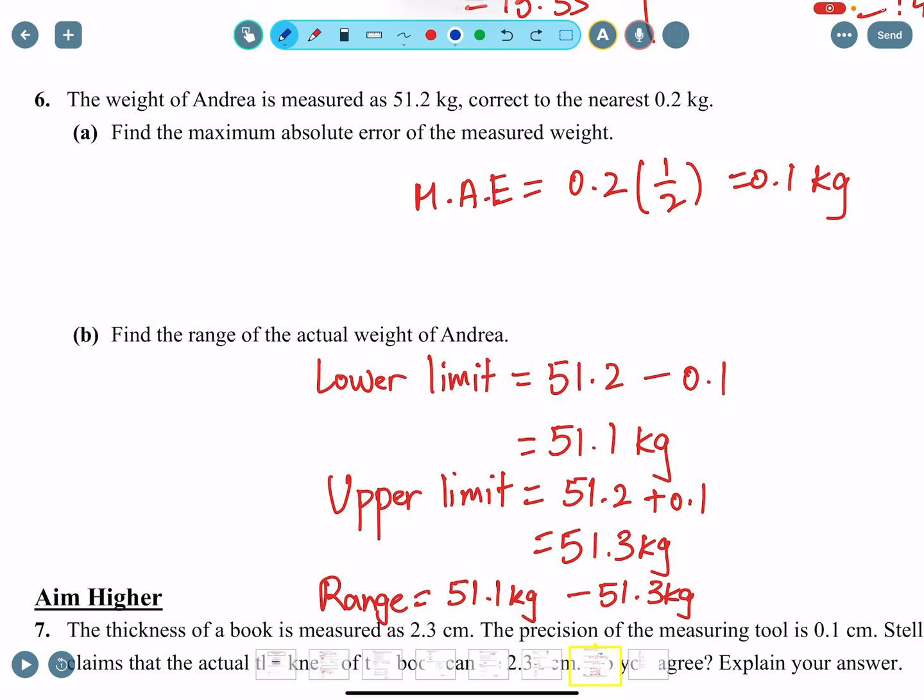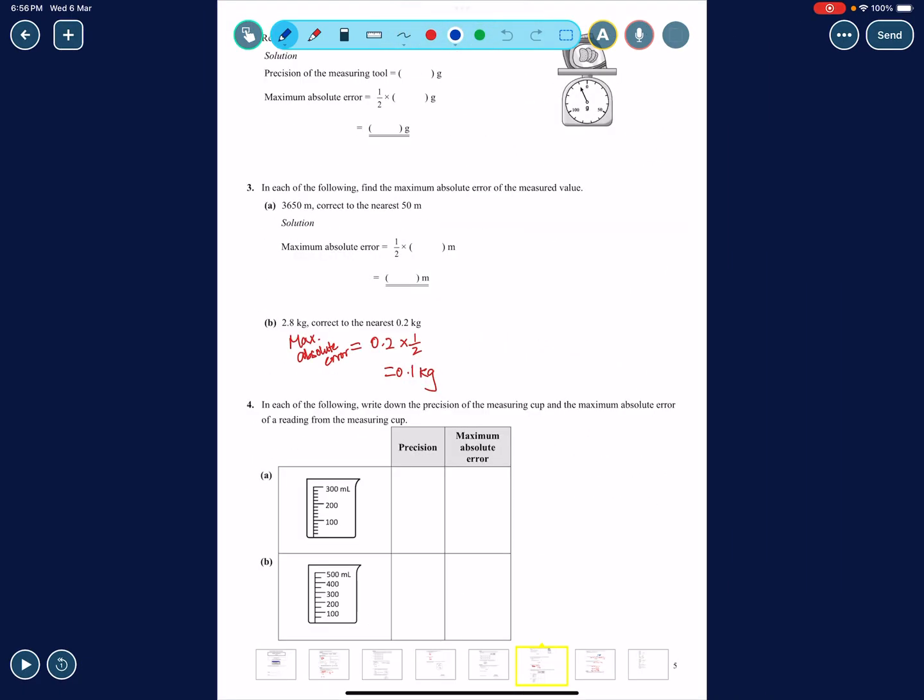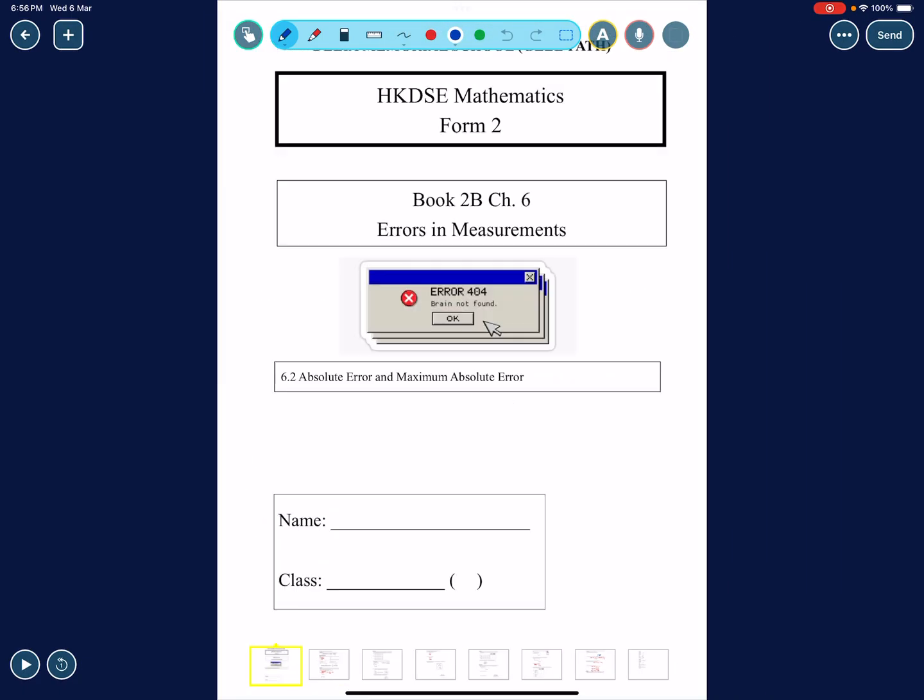That's it for this chapter. Just two main parts in this chapter. And hopefully you can do your homework.